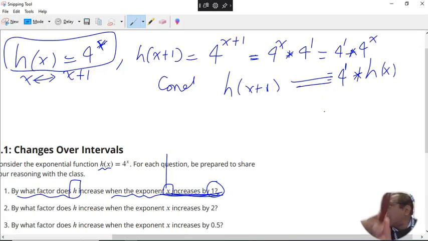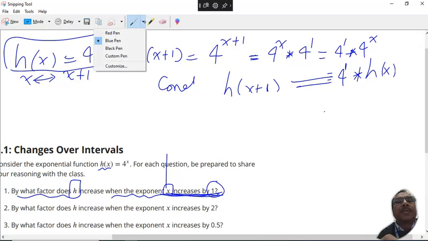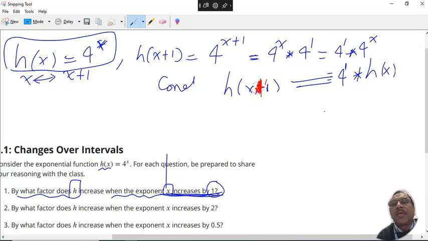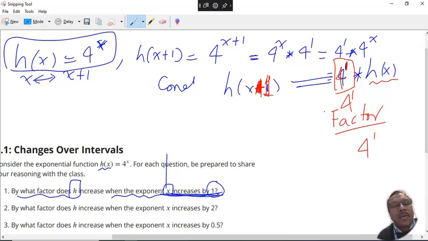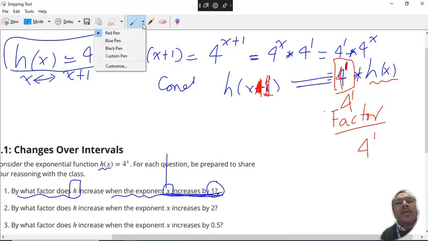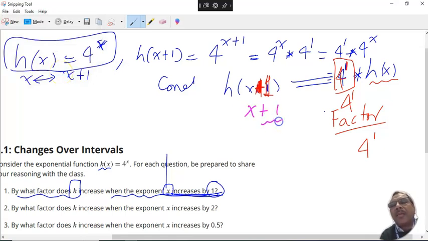So look at the color that I put here. If it is plus 1 here, then this is 4 raised to 1. So that's the factor. This is 4 raised to 1, which multiplies the original function. And that's why this is a by what factor. So the factor is 4 raised to 1. Did you guys get this so far? I want you to focus on the color that I use, that plus 1, x plus 1. That plus 1 is important. So this plus 1 is the exponent here. Whatever that number is, it is the exponent.